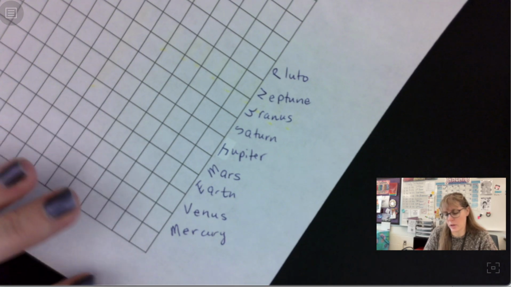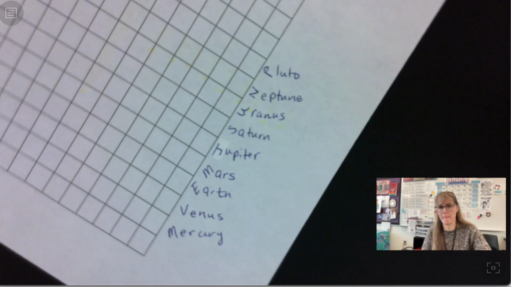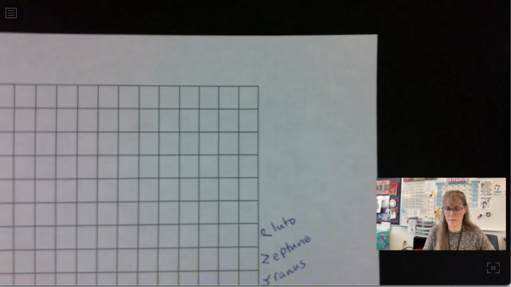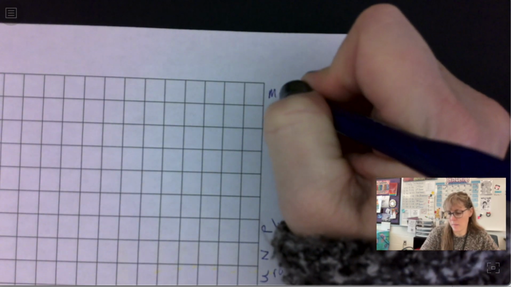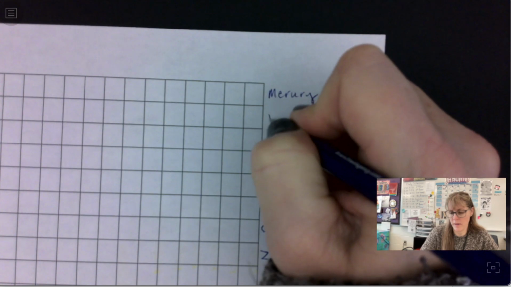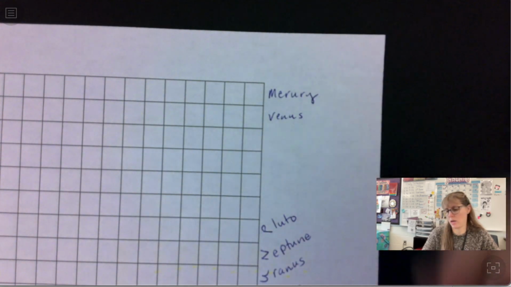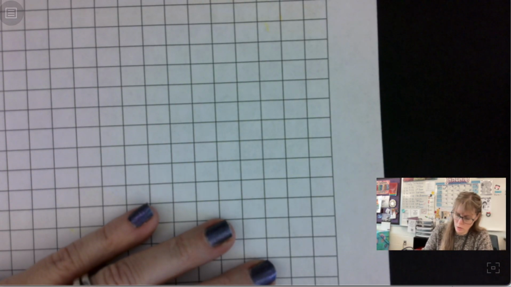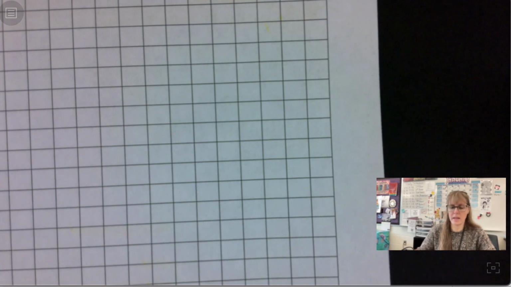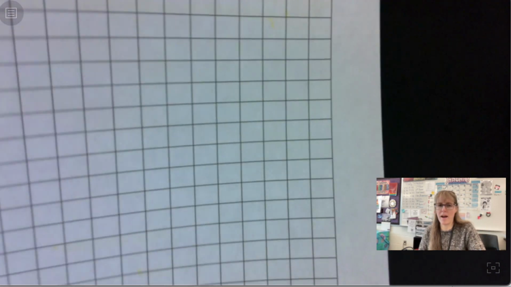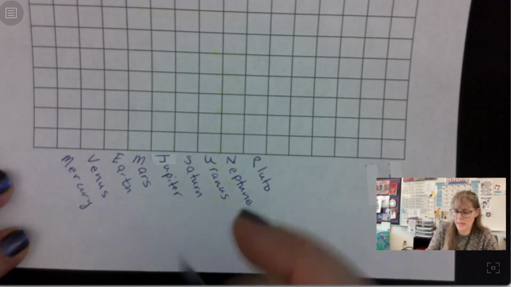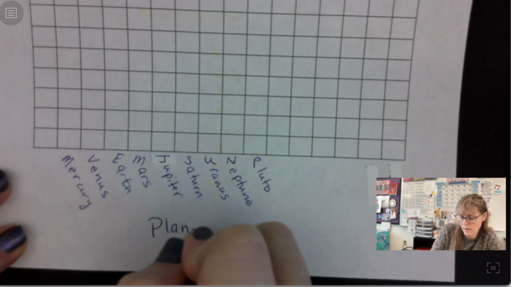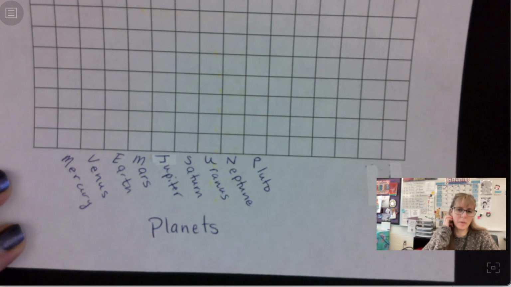Or you could literally have turned your paper completely sideways, and you could have written them like this, like Mercury, Venus, right? So that you didn't have to tilt your terms like me, okay? You totally did not have to do that. So what are these things at the bottom of our graph? These things are planets, right? So now I've labeled my x-axis and I have all of my planets listed.